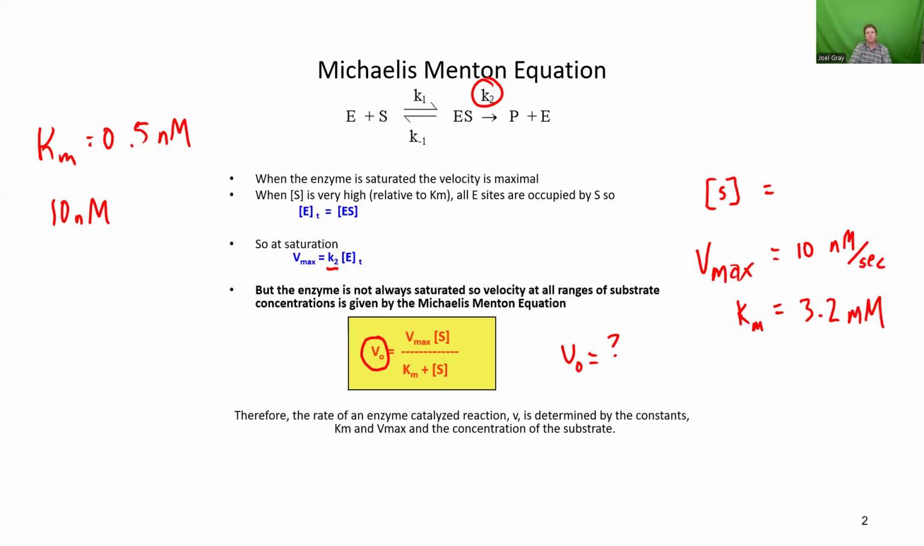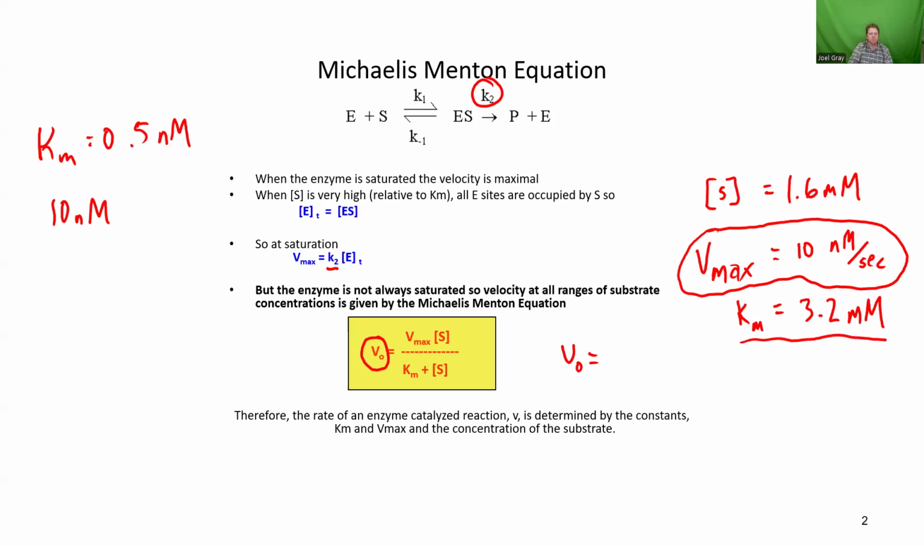Let's say that in this particular experiment, you give the enzyme, let's go ahead and say, 1.6 millimolar of the substrate. Now, I like to look at this and anticipate the rate that the enzyme is going to be catalyzing the reaction at. So what is V sub 0? That's what we're trying to find out. Now, we know our Vmax is approximately 10 nanomolar per second. We also know that our Km is 3.2 millimolar, okay?